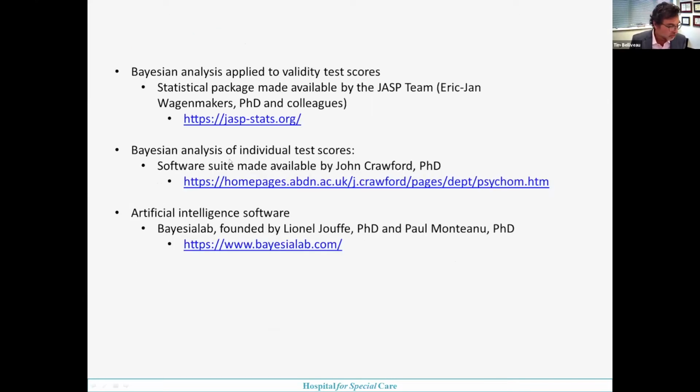So in this process, here are some of the resources that we've identified that we want to acknowledge. First is a statistical program that's made available by the JASP team and Dr. Eric-Jan Wagenmakers. Secondly, software that's made available by Professor John Crawford. Both of those are freely available and have been generously posted so that if you're interested, you can also check those out. And toward the end, I'll hopefully have time to demonstrate a machine learning software program called BayesiaLab, developed by a French company.